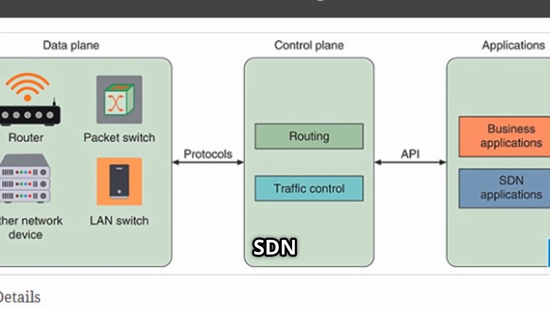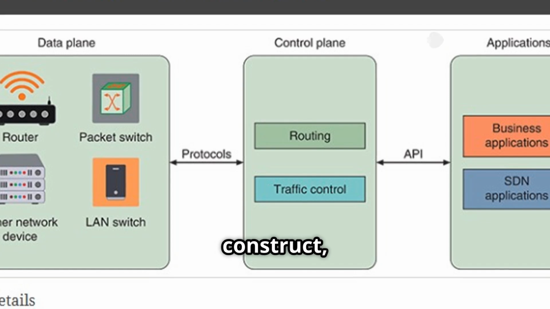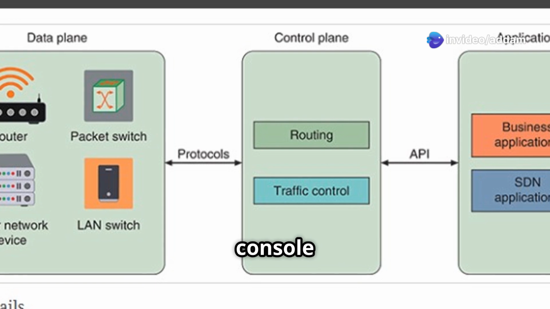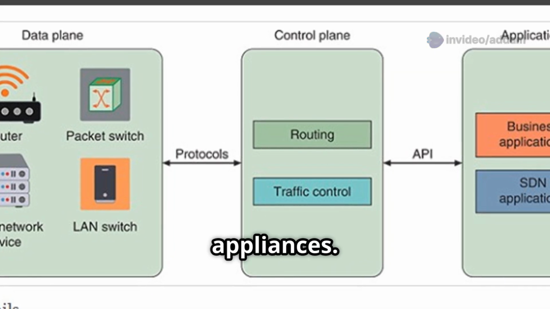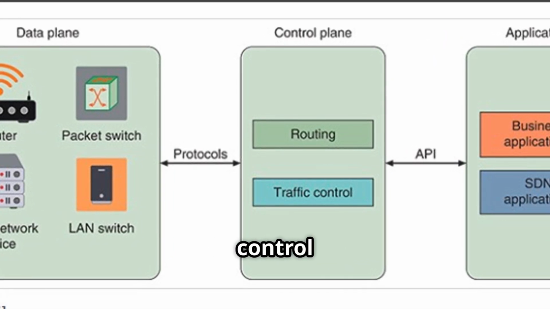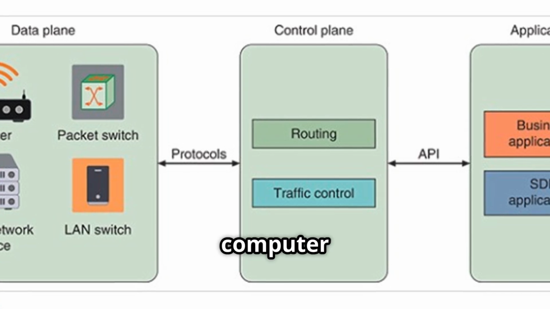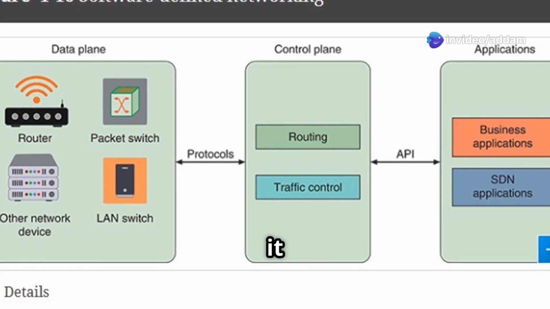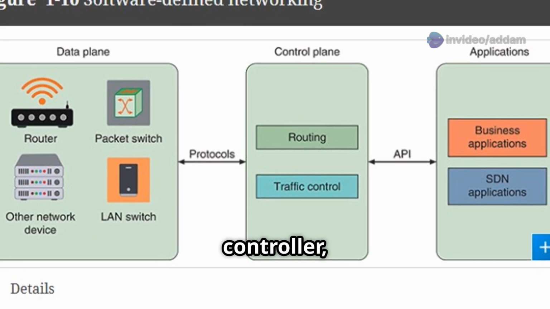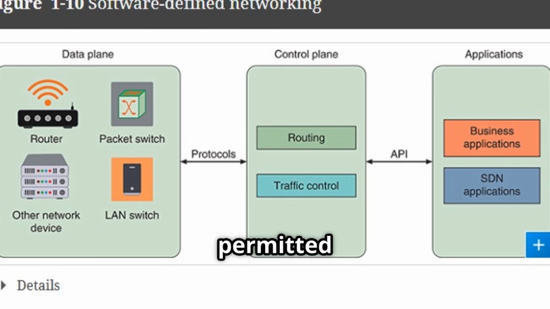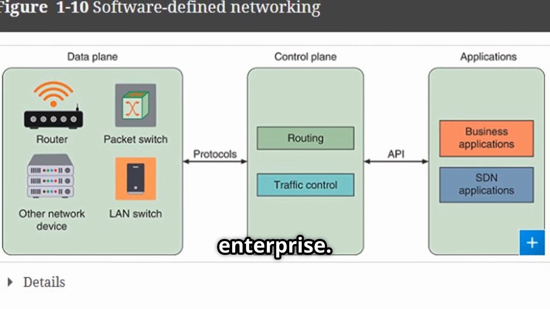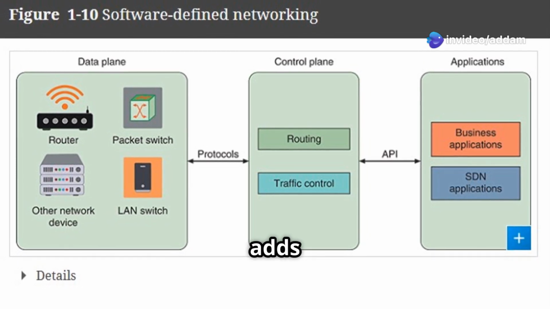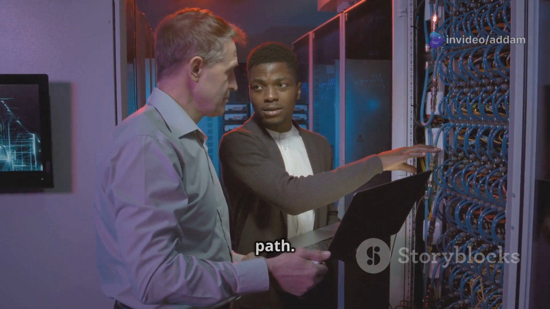The goal of an SDN is to allow a network administrator to shape, construct, and manage network resources, such as traffic and bandwidth, from a central console without modifying individual network hardware appliances. In an SDN, the control plane is essentially an application running on a computer that can manage the physical plane. If traffic needs to flow through the network, it first receives permission from the SDN controller, which verifies that the communication is permitted by the network policy of the enterprise. Once approved, the SDN controller computes a route for the flow to take and adds an entry for that flow in each of the switches along the path.